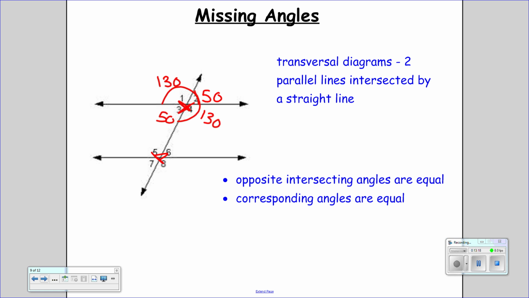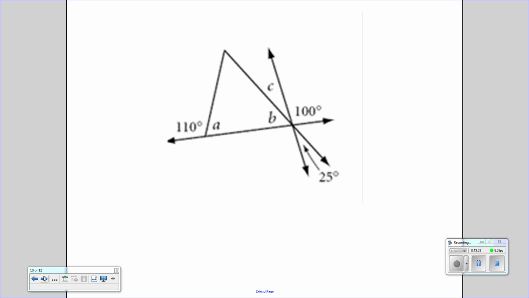Now down here, we get the same relationship. This big angle here is actually the same as this big angle here. Now, so that's 130, which means that's 130, which means that's 50, and that's 50. Okay, so opposite intersecting angles are equal, and corresponding angles are equal. So corresponding are these 2, and then opposite intersecting are these 2. Okay, that'll help you interpret things that you see. For example, with this one. All right, opposite intersecting angles are equal, which means if this one is 25, that means this one has to be 25.